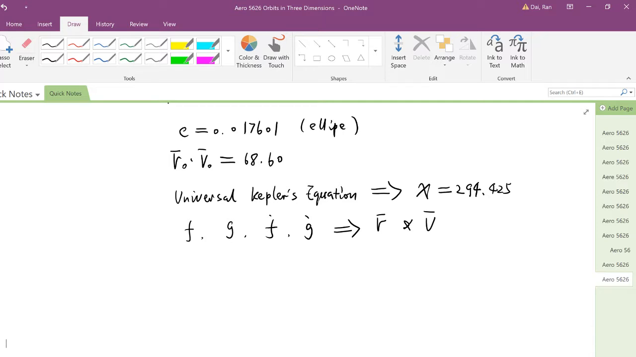So recall, when we focus on the motion in the two-dimensional orbital plane, we only need two parameters to define the orbital plane. One is the eccentricity, another is the angular momentum. However, now if we expand the dimension to three dimensions, we need extra elements to define the location of the orbital plane.